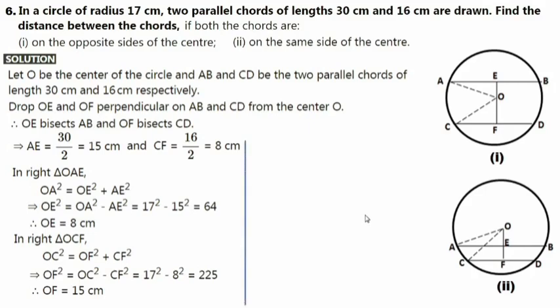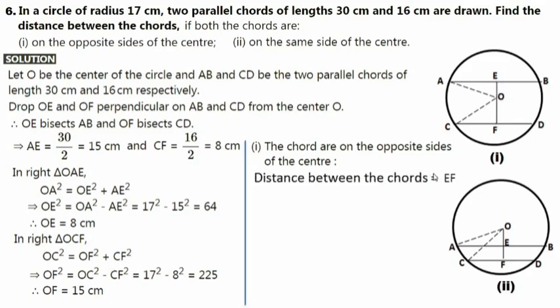Now there are two cases being asked, and we found OE and OF for both the cases. For the first case, you have to find the distance between the chords, right? The distance between the chords becomes EF, isn't it? So EF can be written as OE plus OF. OE is 8 and OF is 15. So 8 plus 15 turns out to be 23 centimeter. This is the case where the chords lie on exactly opposite sides of the center, right?